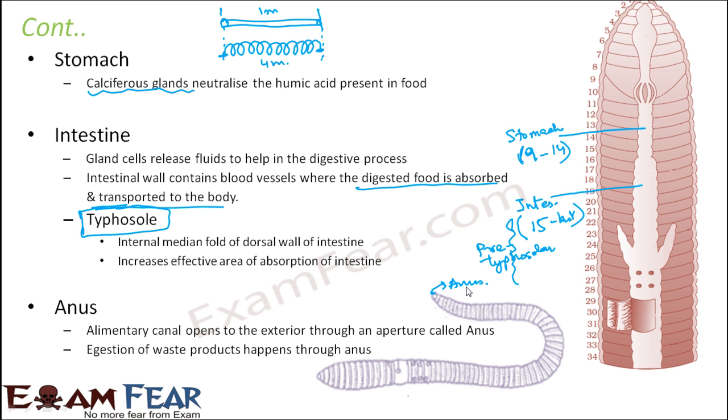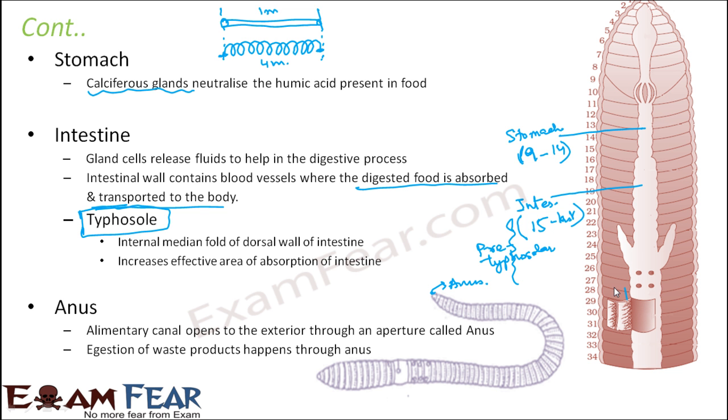Right? So I hope this is clear now. If you keep talking about the intestine and if you get into the minute details, you will find that there are many other things in the intestine. Because the intestine is quite long, so you can divide it into two parts. Like how in human beings you have small intestine and large intestine. However, you do not have it like that in case of earthworm. In earthworm, you have pre-typhlosolar and typhlosolar part of intestine.